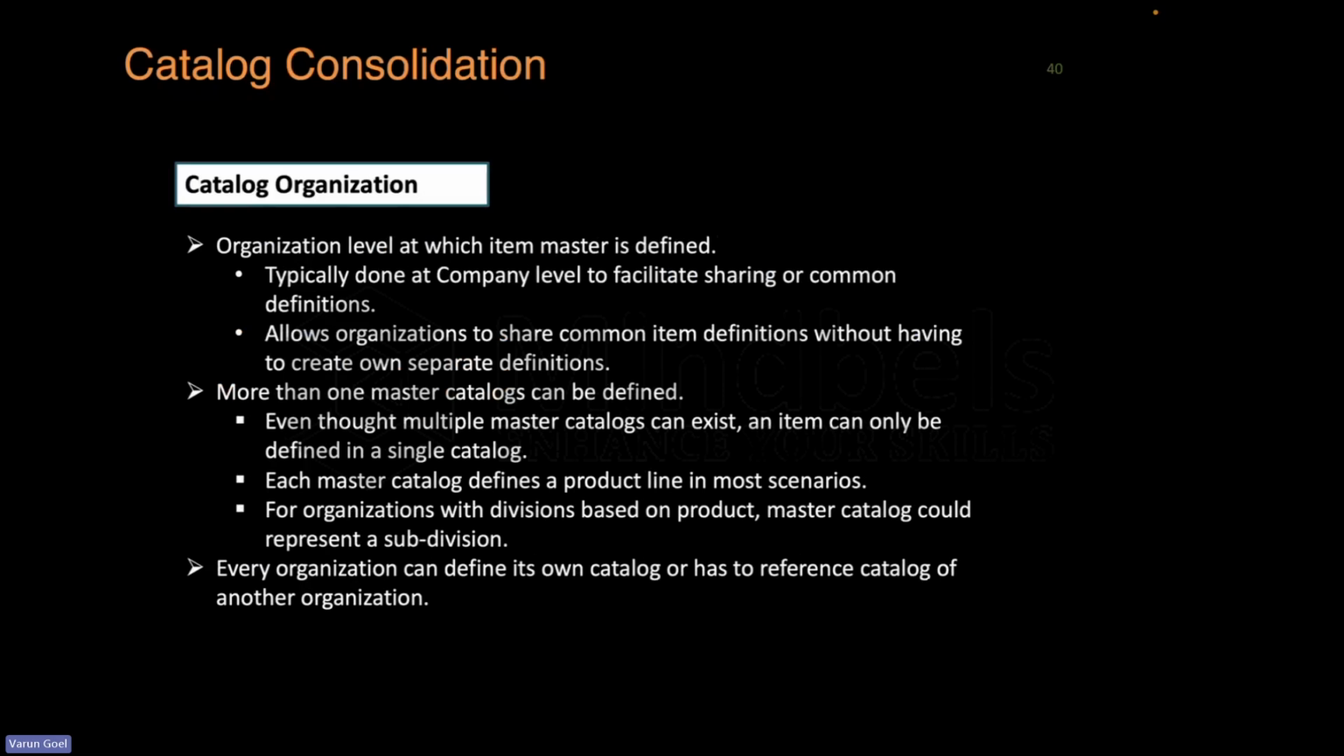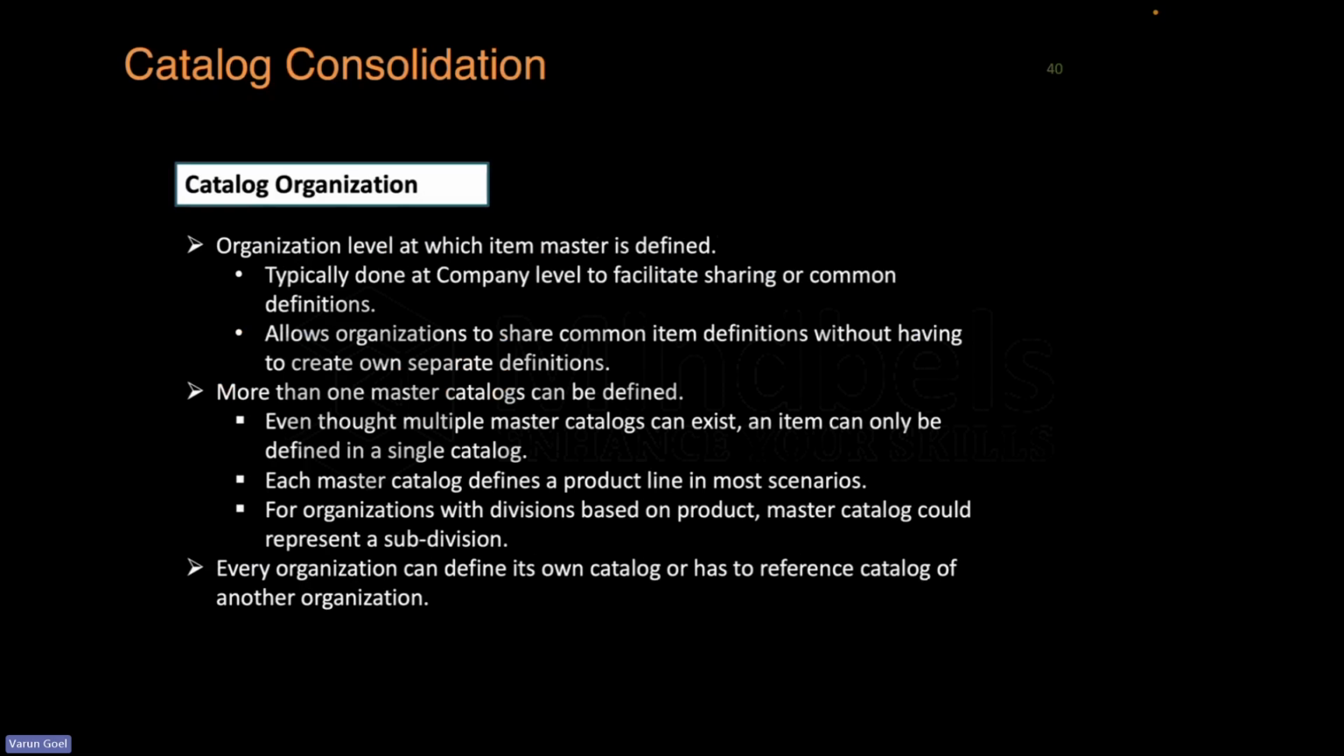or common definitions. Obviously, Ralph Lauren Apparel is a company, right? So you will usually maintain your apparel catalog at a Ralph Lauren Apparel organization level, even though you might have 5 different entities below it, but your catalog should be at an apparel level company. Allows organization to share common item definition without having to create own separate definition, which is also true, right?